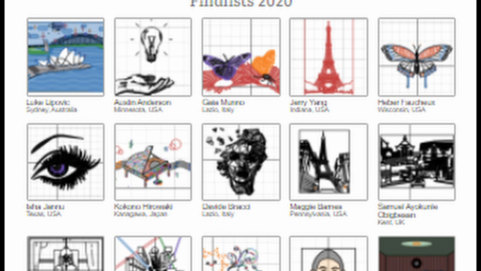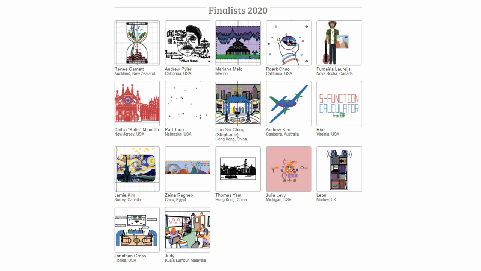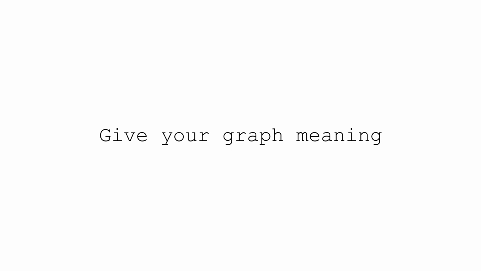First, give your work meaning. What I mean by this is give your graph a story representation. Show us what we should know or learn from your graph. Some examples here show a story, like this one that talks to us about the pandemic. But give your graph meaning. It is a Desmos art competition after all.